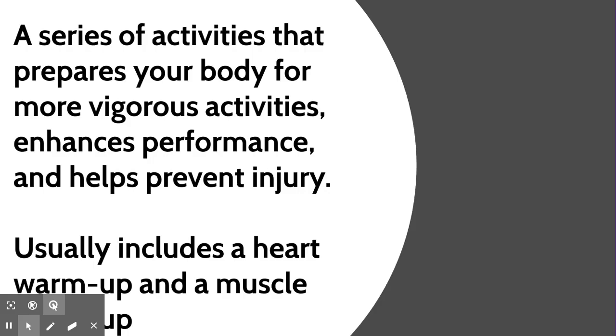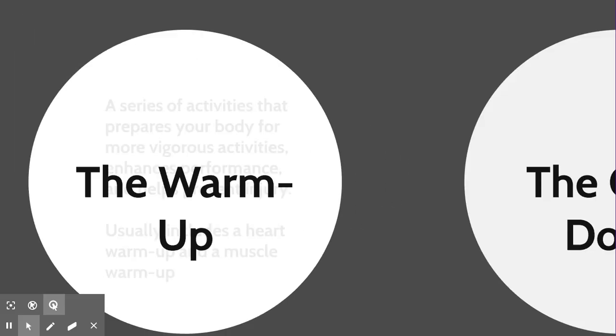The heart warm-up increases the total body temperature, as well as increasing muscle temperature and blood supply to the muscles. Warm muscles contract and relax more efficiently than cool muscles. The muscle stretching phase of the warm-up consists of exercises that slowly stretch the muscles to loosen and relax them.